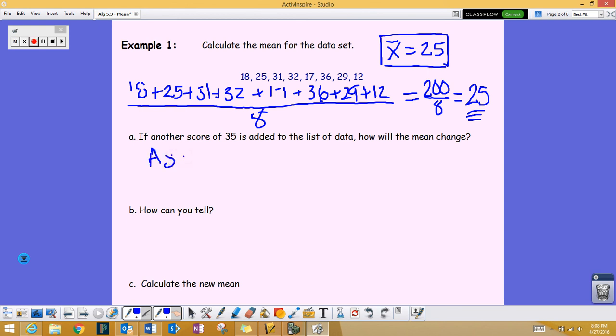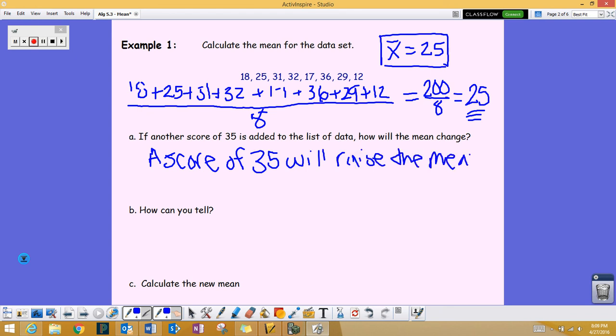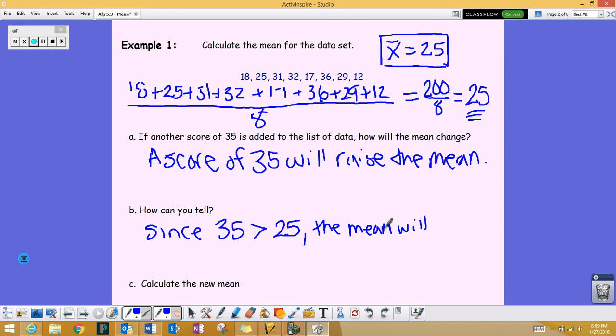So we could actually write that a score of 35 will raise the mean. Now, it might not be a drastic raise, but it will be a raise. How do we know that? Well, this is because 35 is greater than 25. Since 35 is greater than 25, the mean will increase.